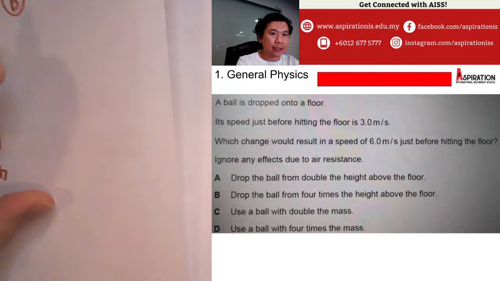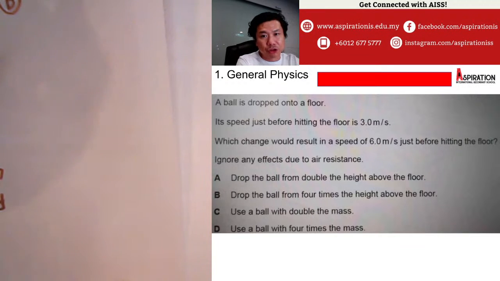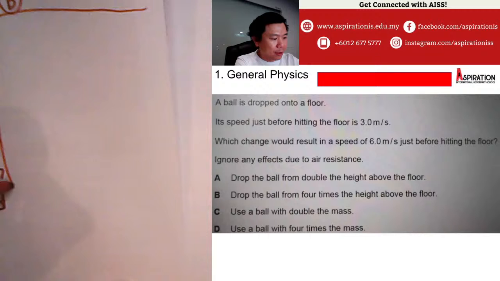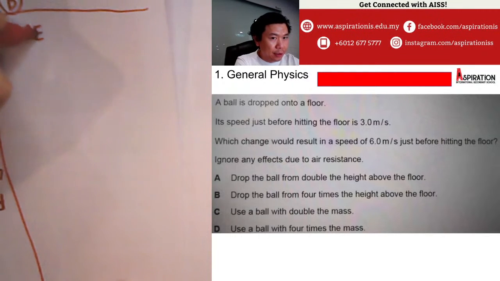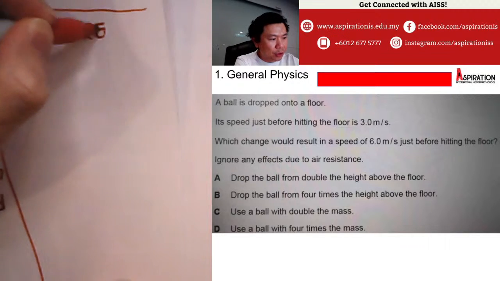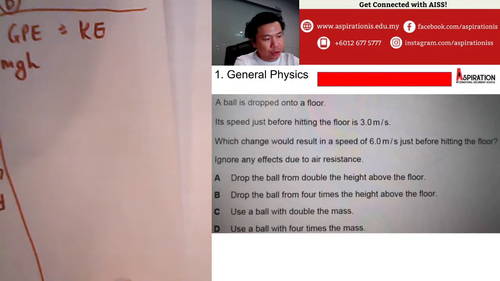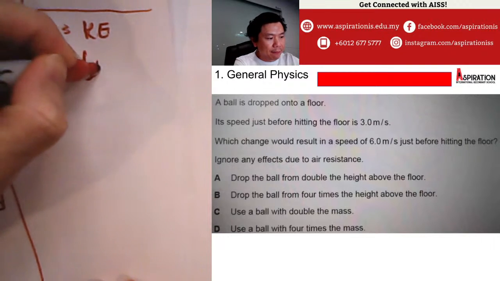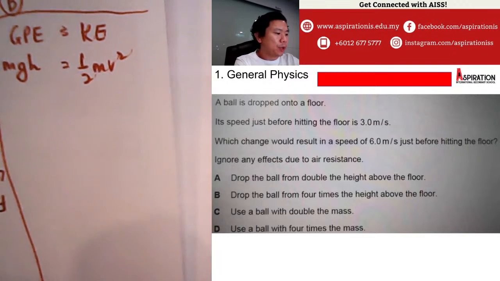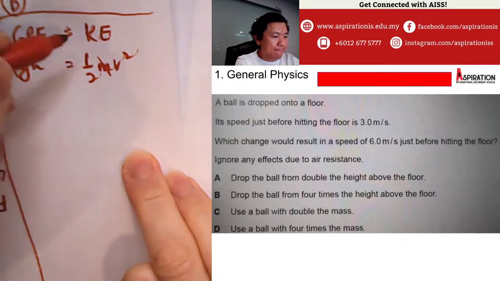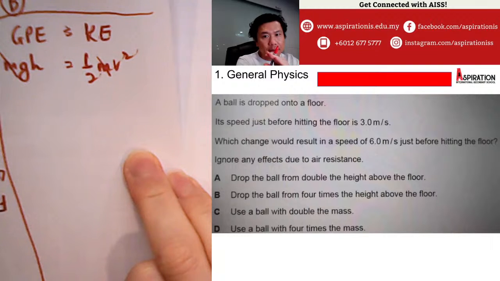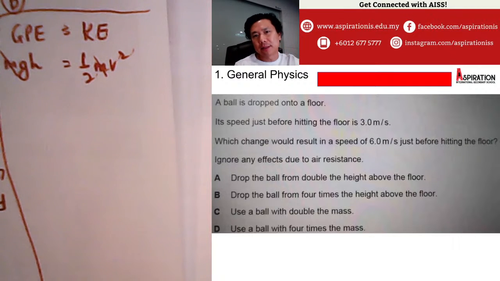For this question, it's using the conservation of energy principle. So the GPE equals the kinetic energy. The GPE is mgh, and the kinetic energy is half mv squared. So we are going to cancel off the m. Now, if you look at the question, first of all, we need to eliminate certain answers. A very good skill in attempting multiple choice questions is to eliminate the answers that are absolutely wrong.